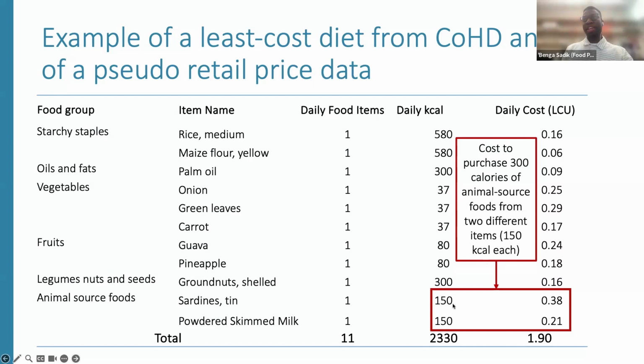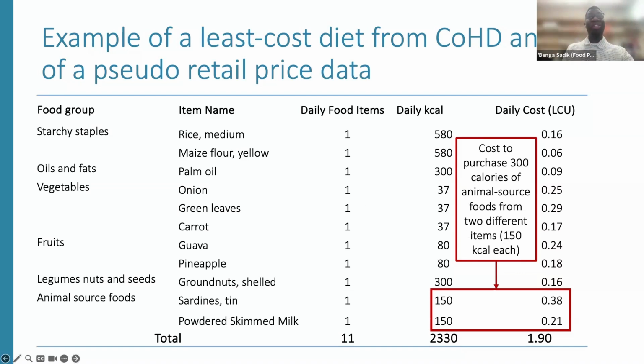So you can see that the cost to purchase 300 calories of animal source food, which is what the healthy diet basket recommends, would be the addition of the 2 food items within the animal source food category. In this case, that would be sardines and milk to give us the 300 calories. And we did the same thing for starchy staples, oils and fats, vegetables, fruits, and legumes.